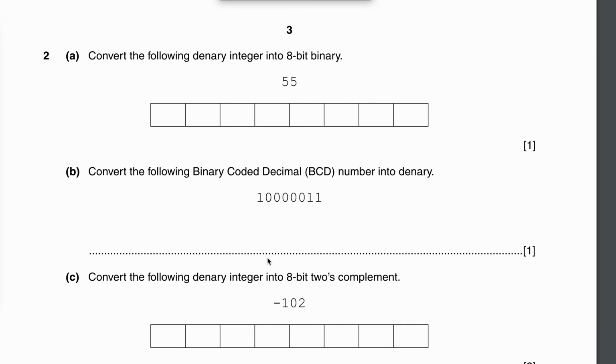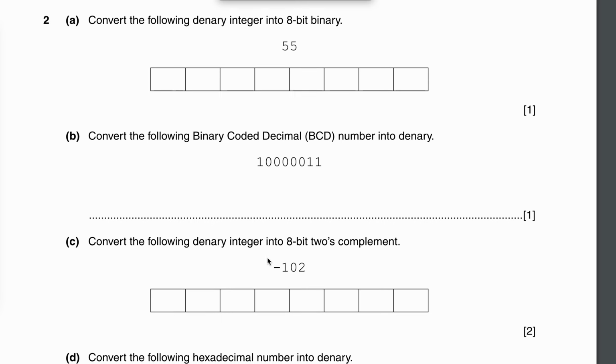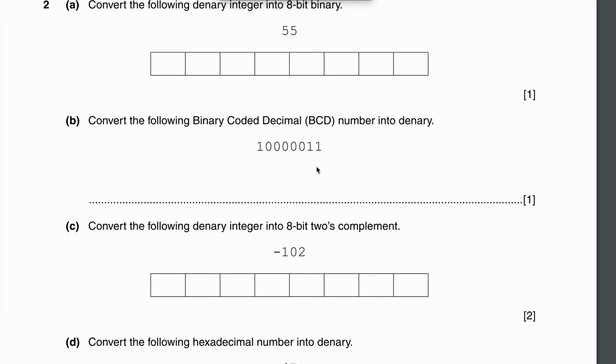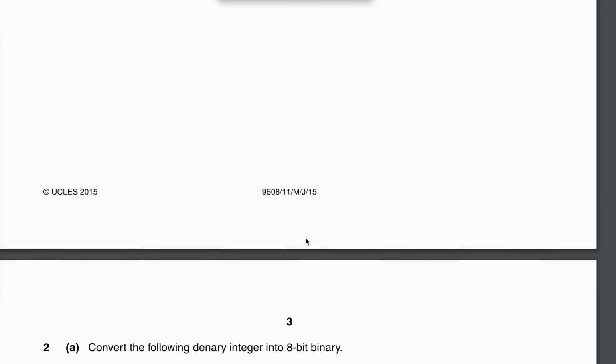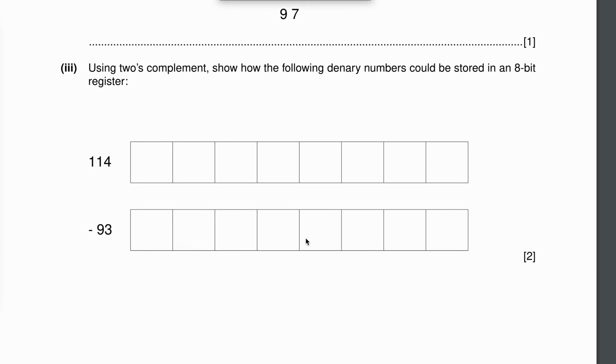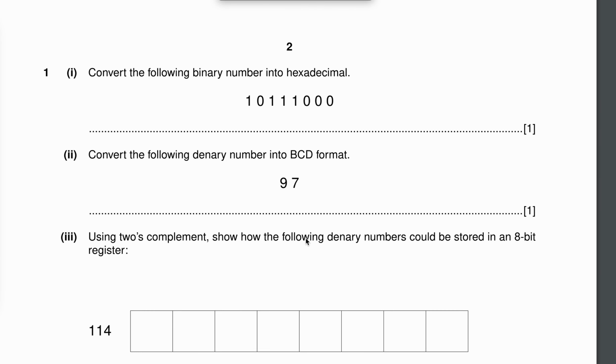Convert the following binary integers into an 8-bit binary, pretty simple. Convert this into its BCD, pretty simple. 2's complement, that's pretty simple now. Convert this one into its binary state, pretty simple. I'm pretty sure you can solve this, and you can check with the mark scheme if you got it correct. But I can also solve this with minimal explanations, because I spoke a lot in the first chapter.